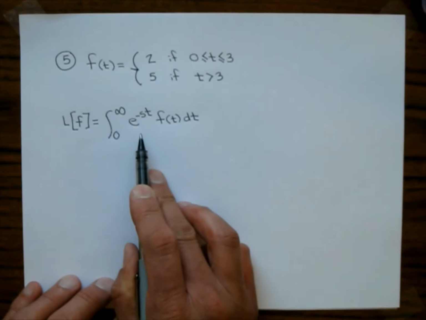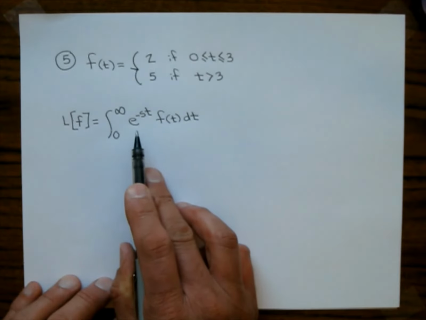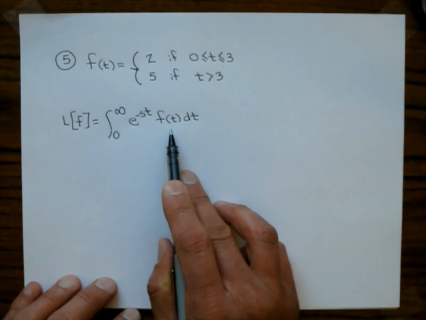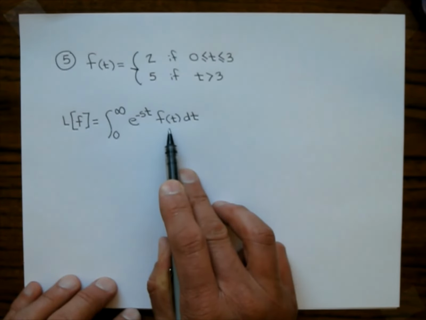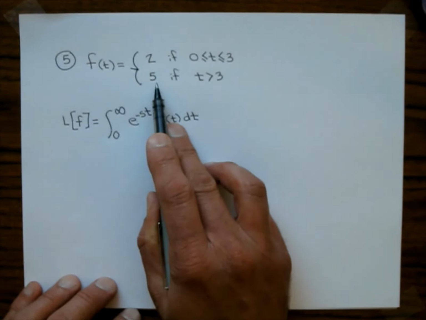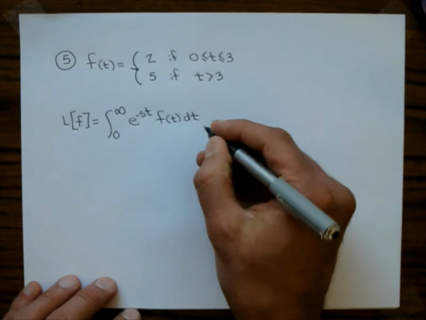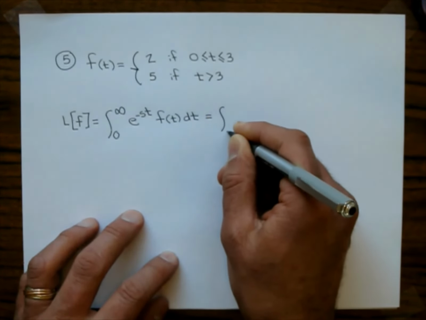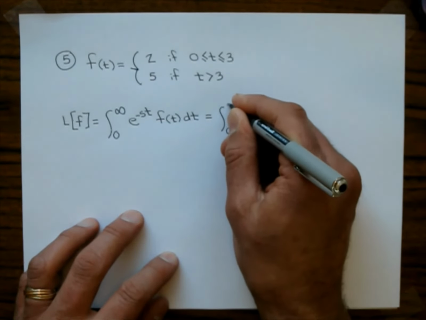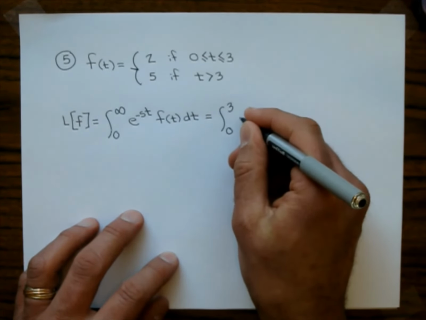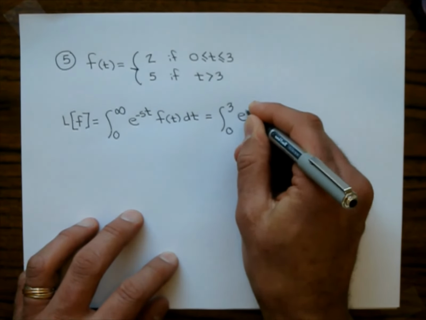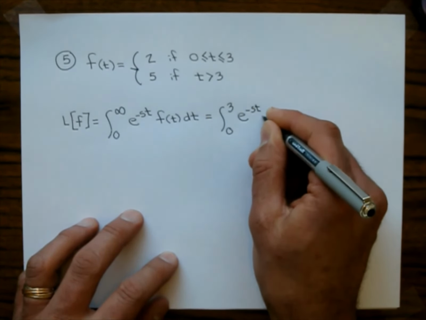So what I'm going to do is I know what this function is from 0 to 3. It is 2. So I could put a 2 there. And then I know what the function is from 3 to infinity. It's a 5. So I'm going to break this integral up into the sum of 2 integrals. And so this is going to go from 0 to 3, and then f of t will be 2. So I'll write it like this, just in case you're wondering what happened.